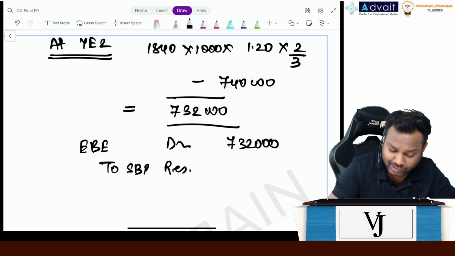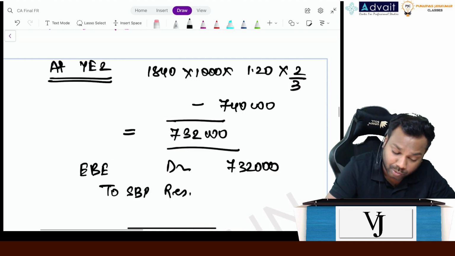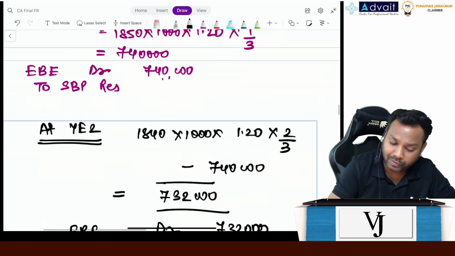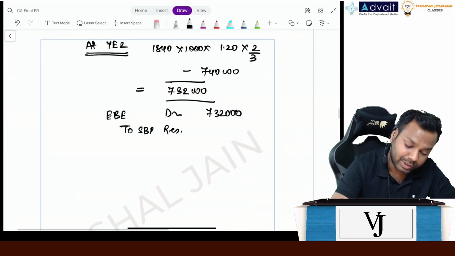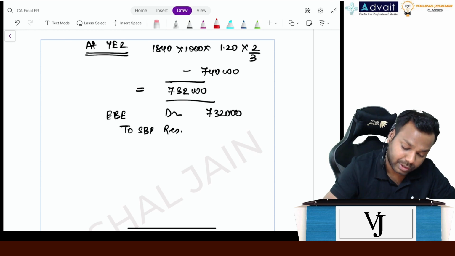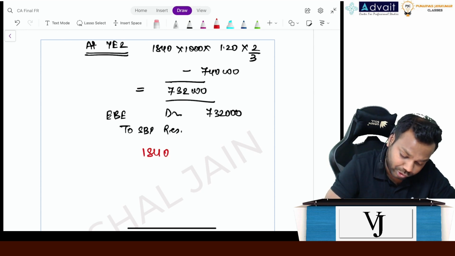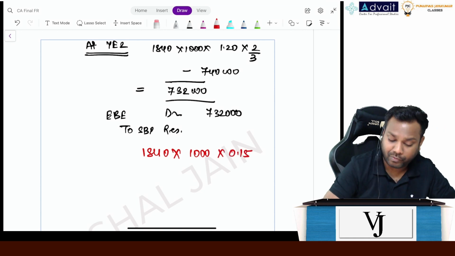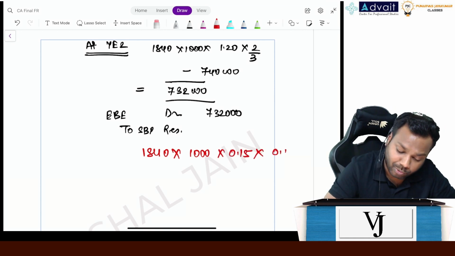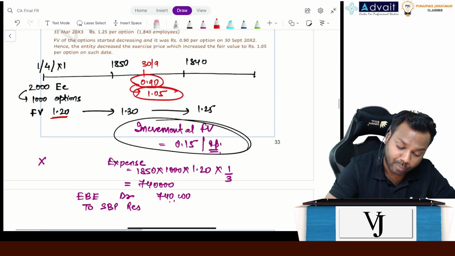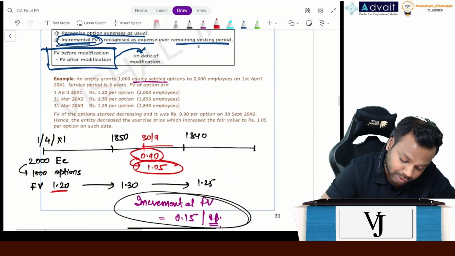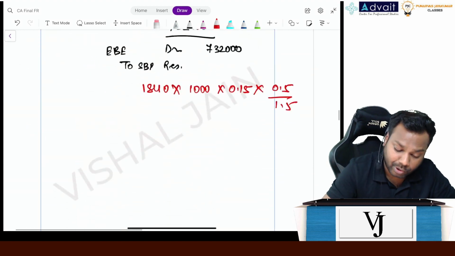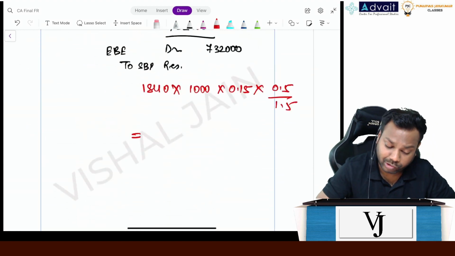Due to modification, did I change this entry in any manner? No. Now what I'll do is, this is the incremental fair value of 0.15. At year end 2, I will do one thing additionally. I am using a red pen for that. 1840 is the employees, 1000 is the options, multiplied by 0.15 multiplied by 0.5 by 1.5. Why? See, half year, 1 year, 1.5 year, right? So 0.5 by 1.5. So that will give you a value of how much?